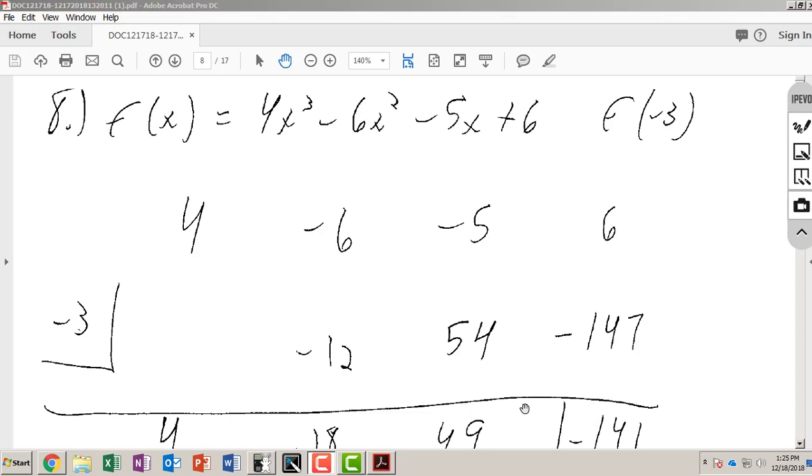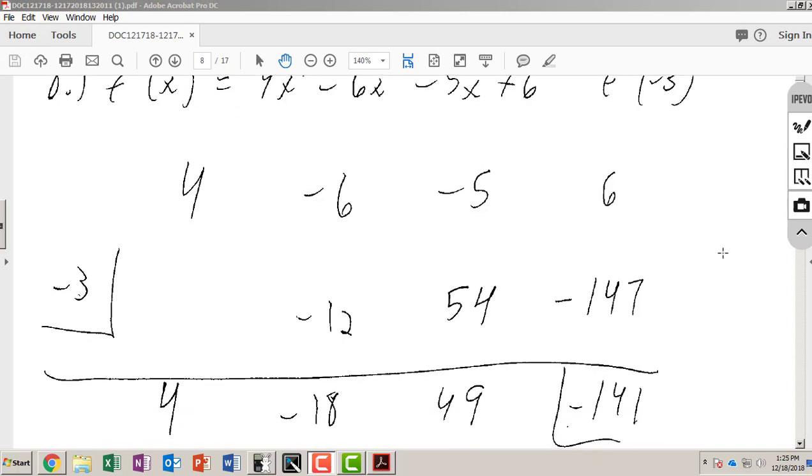It wants us to find f of negative 3, and it says to use the remainder theorem. If you remember, we talked about this during class. The remainder of synthetic division is the answer to direct substitution. So to find this answer for direct substitution, we're just going to use our synthetic division.